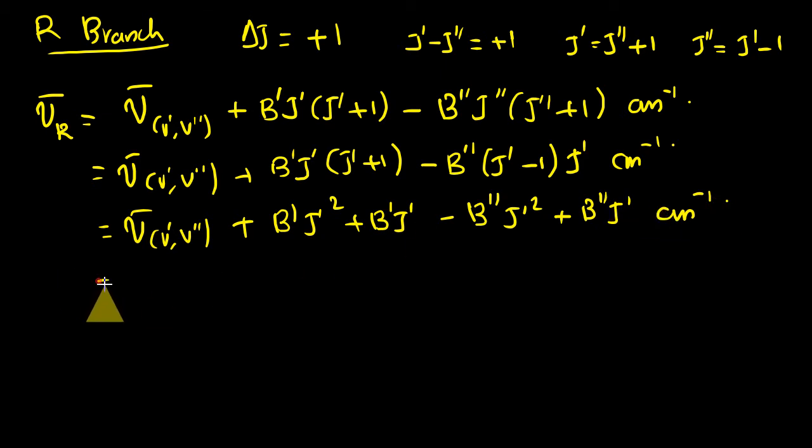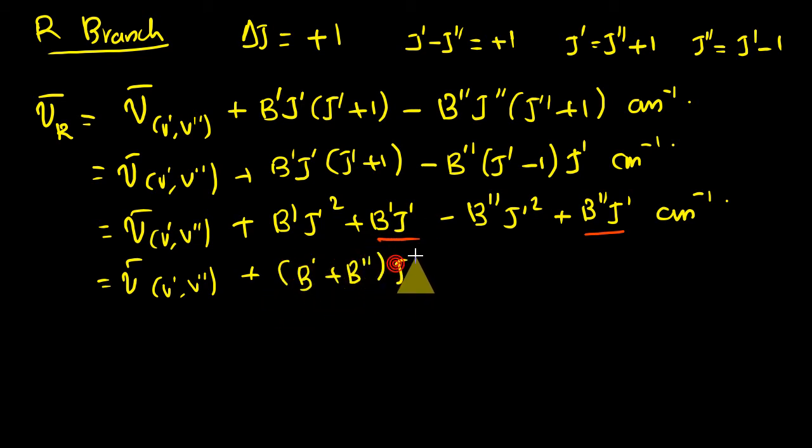So that is equal to nu bar V prime V double prime plus, now I am going to put these two terms together, the B prime J prime term and the B double prime J prime term. Then I can write B prime J prime plus B double prime J prime, that is equal to B prime plus B double prime into J prime. Then these two terms together: B prime minus B double prime into J prime square, centimeter inverse. Okay.